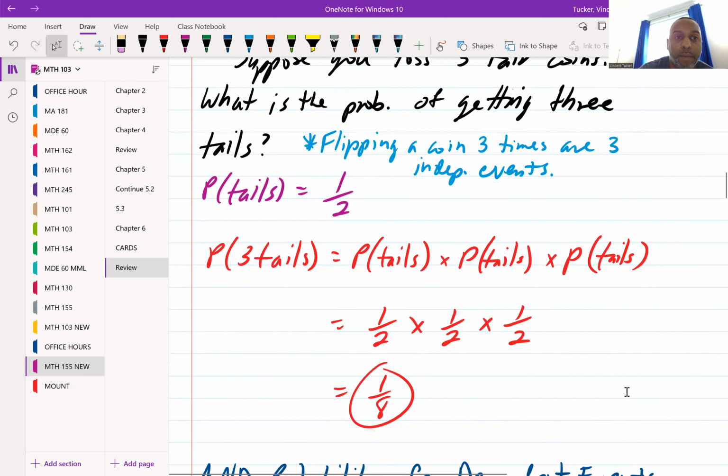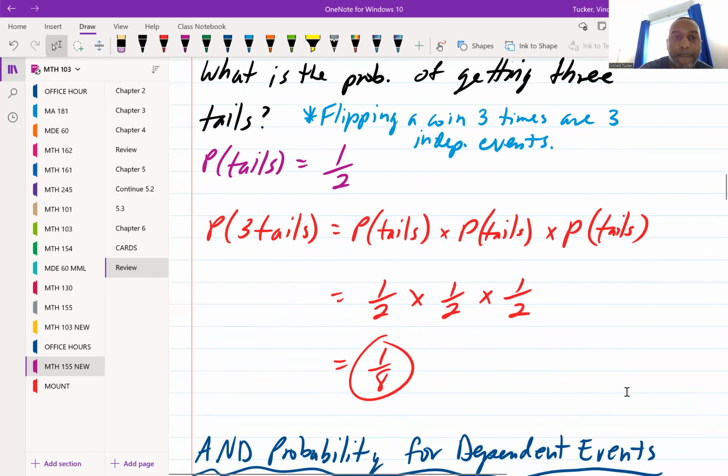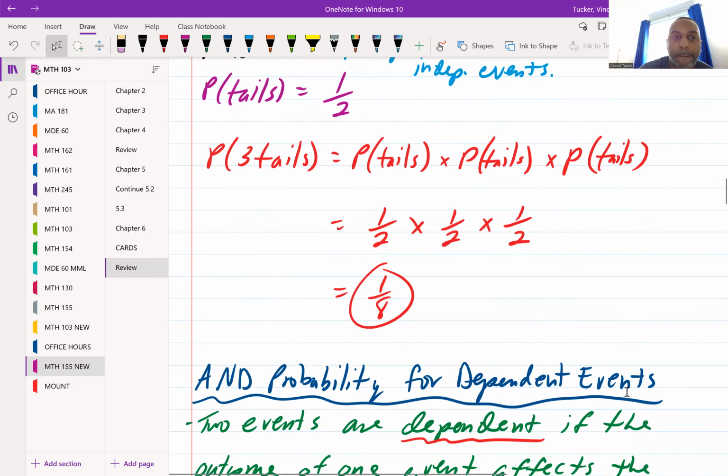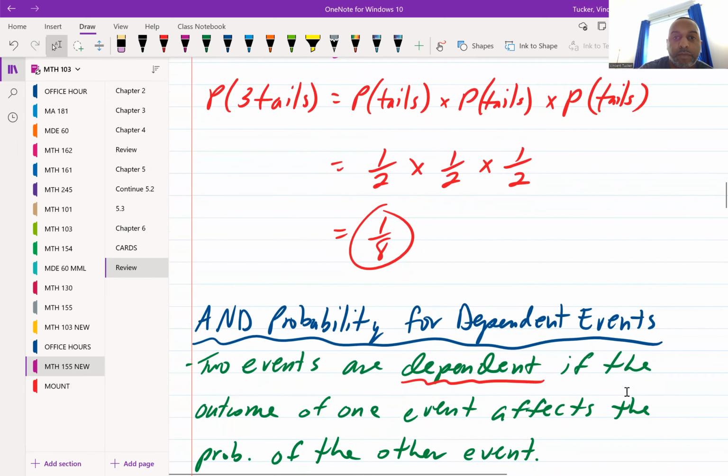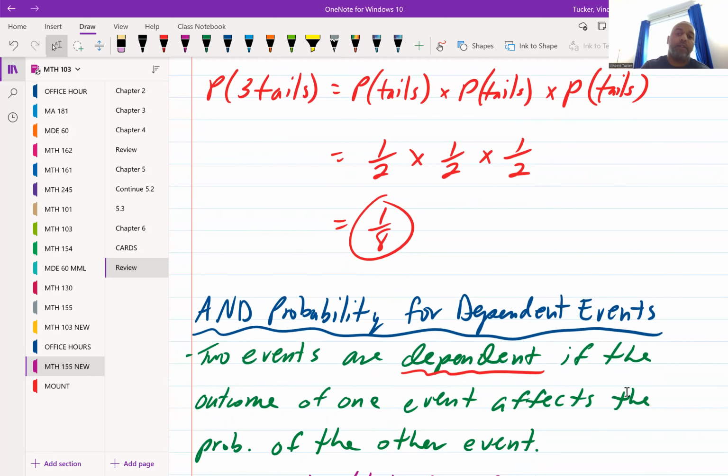And I scroll up. All right, so the last one was the and probability for independent events. This time we're looking at the and probability for dependent events. So if your events are dependent, that's when the outcome of one event does affect the probability of another event.